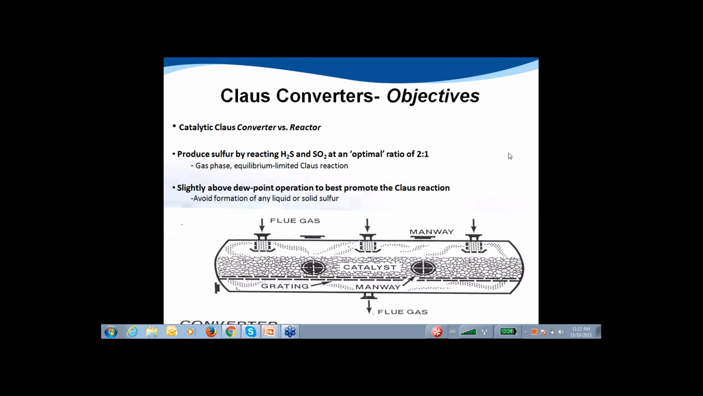We have a picture here of a Claus converter. Gas coming in the top. We have a bed of catalyst of a certain depth supported by grating. The reaction occurs inside or on the internal area of the Claus catalyst, which is extremely porous, a very high internal surface area. So again, the Claus reaction takes place inside the pores of our Claus catalyst.